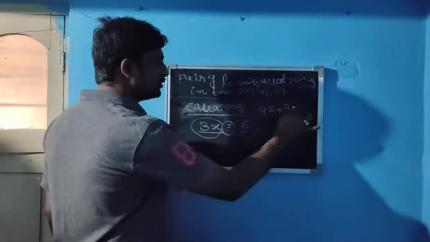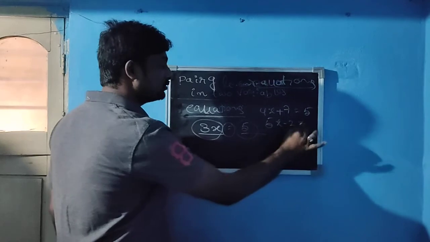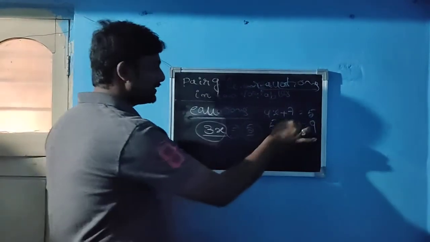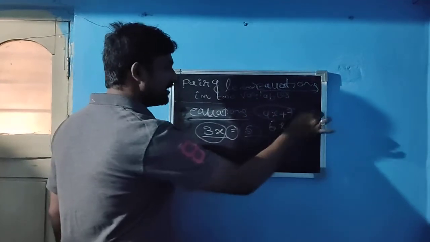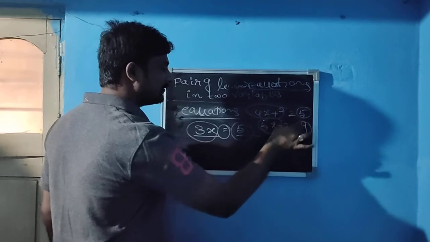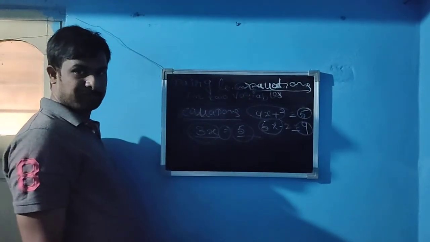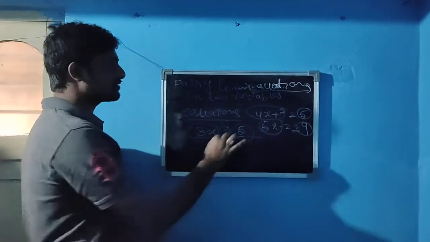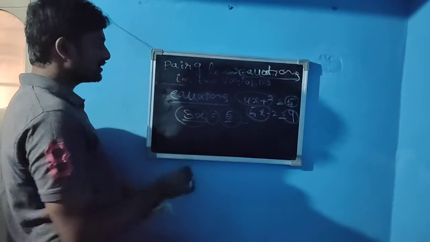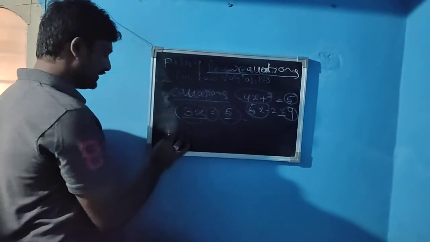So there are different types of equations. 4x plus 7 is equal to 5 and 5x minus 2 is equal to 9. In these two we observe that this is LHS, this is RHS, this is LHS, this is RHS, but here which sign is present? The equal sign is present. So that's why this is called an equation.